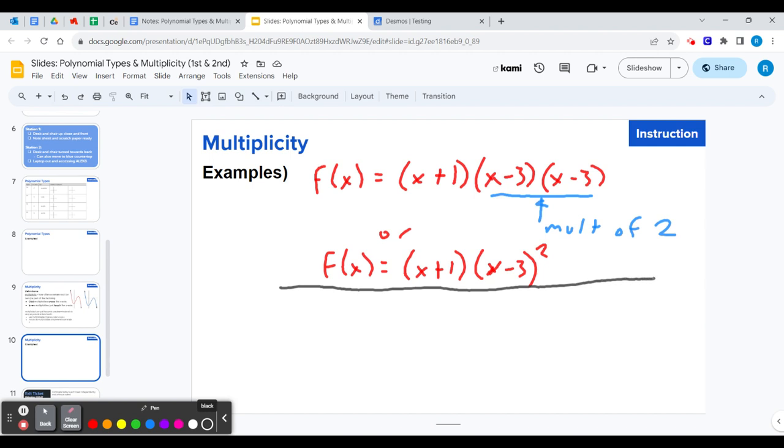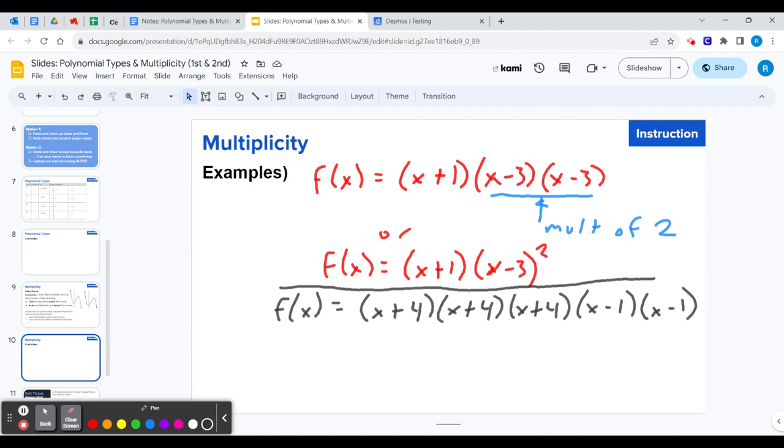In this next example here, if we had f of x equals, let's go x plus 4 times x plus 4 times x plus 4 and x minus 1 times x minus 1, right? That's a lot of things to write out. So we have this x plus 4 has a multiplicity of 3. This x minus 1 has a multiplicity of 2.